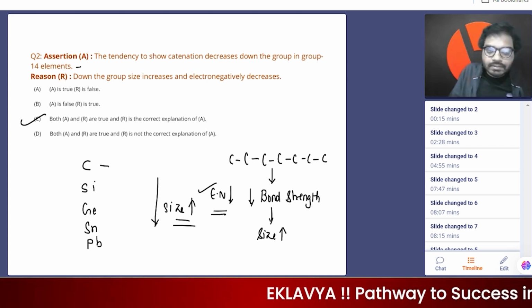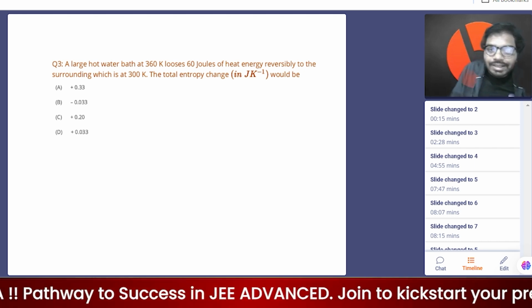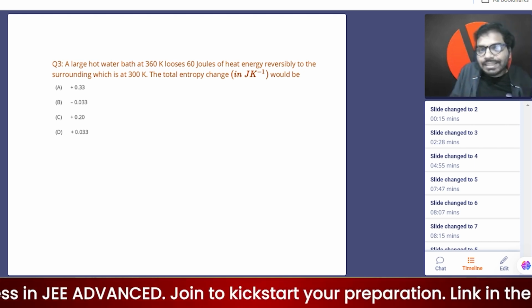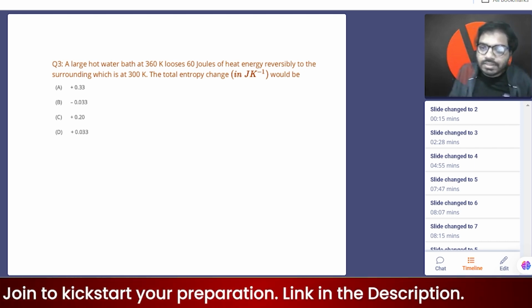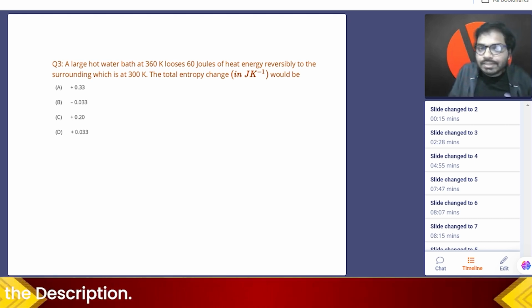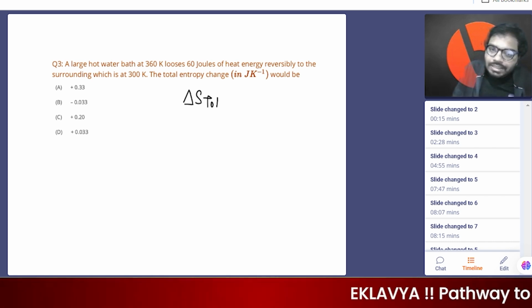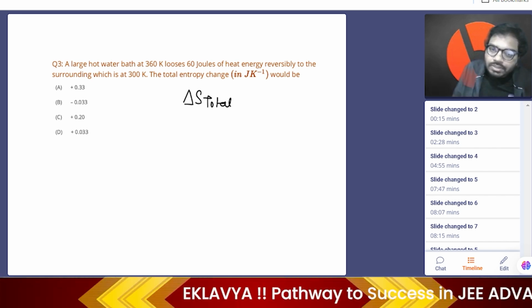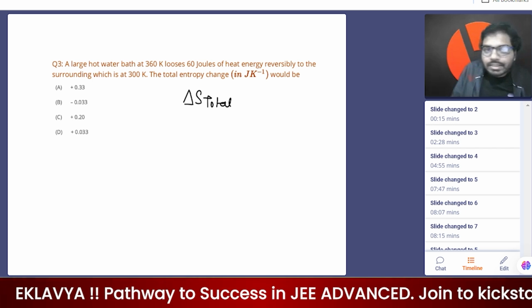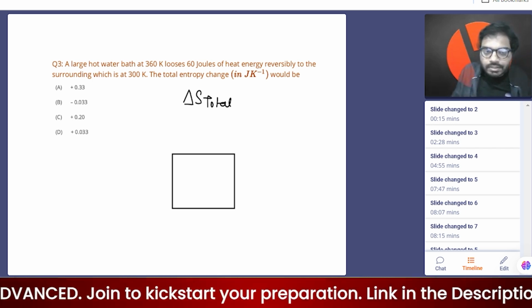Okay, so moving to the next question. A larger hot water bath at 360 Kelvin loses 60 joule of heat energy reversibly to the surroundings, which is at 300 Kelvin. What is the total entropy change? So what they are asking is the total entropy change. We will understand this question better by this figure.